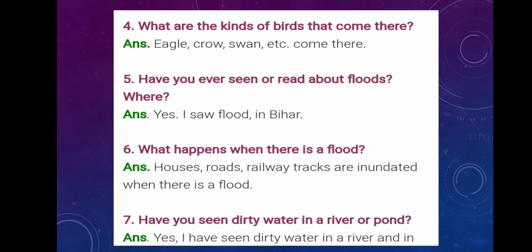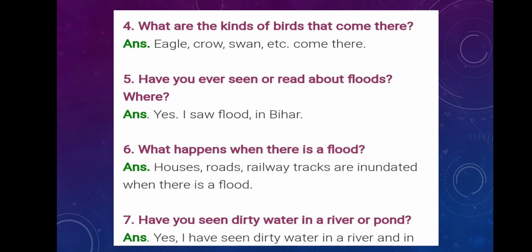What happens when there is a flood? When a flood occurs, houses, railway tracks, and roads are inundated. Everything is under water during the flood, and it destroys houses and property and causes damage. Several people are also killed during a flood. So whatever effects you can see after the flood, you can write them down.